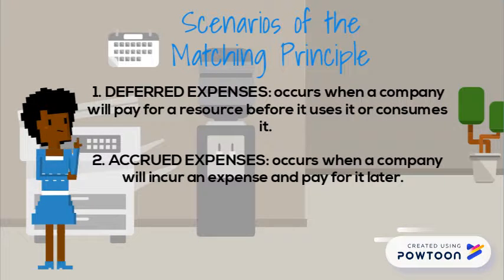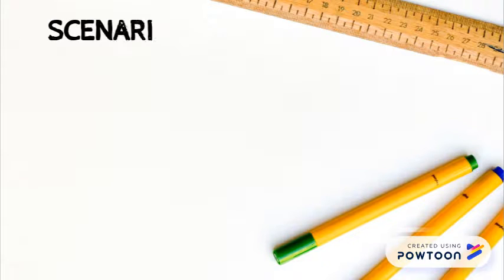The first is deferred expenses, which occurs when a company will pay for a resource before it uses or consumes it. The second is called accrued expenses, which occurs when a company will incur an expense and pay for it later. Now let's look at some examples of where these scenarios can be applied.